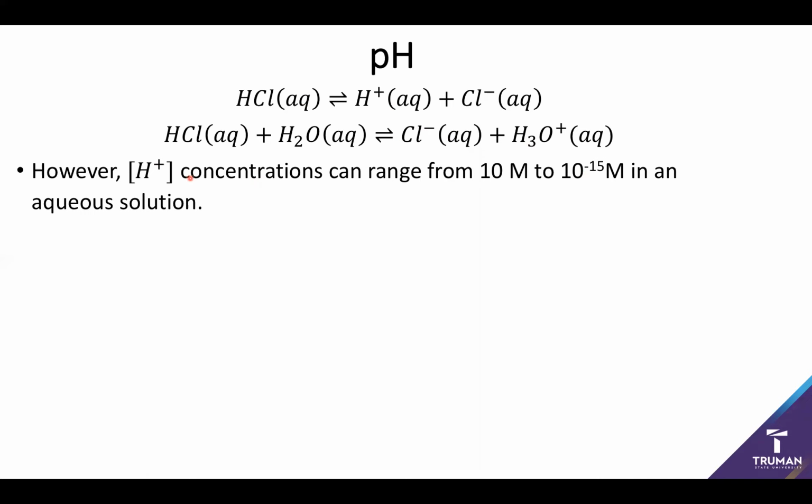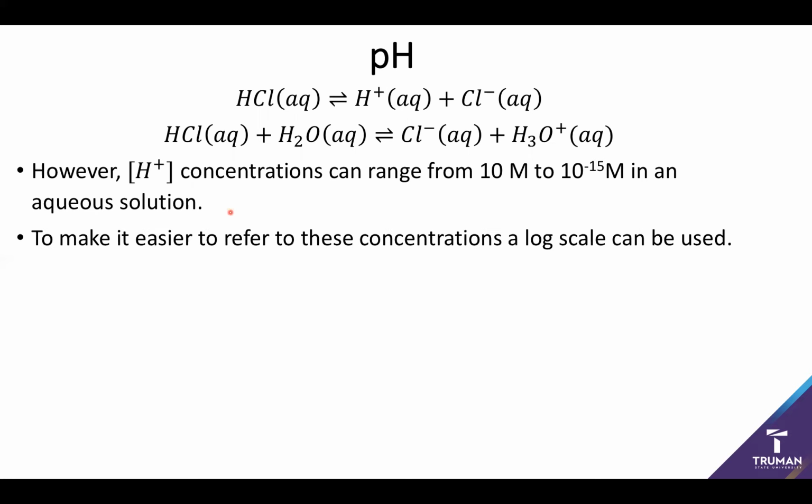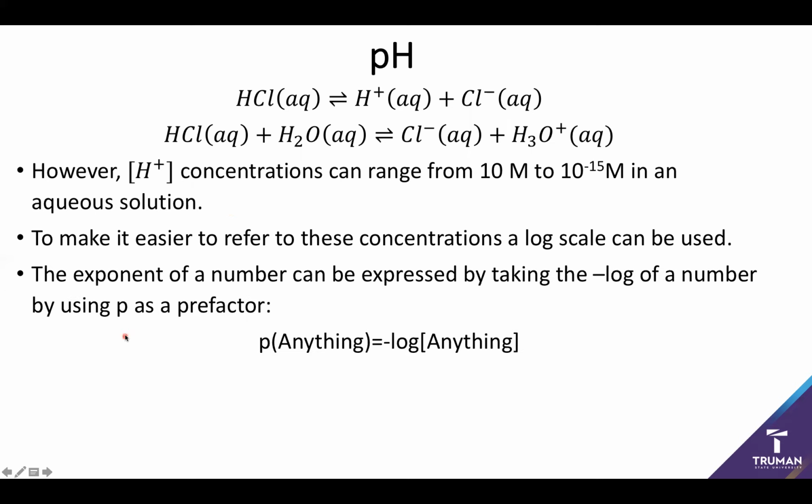And so as a result, whenever you have numbers that go over such a big range, it's very common to use a log scale. One of the more common notations, especially if it's a log going to smaller and smaller values, is to use what's called a p notation. So p is going to be a prefactor. If you put p in front of some sort of number, it just means I'm taking the negative log of that number. So p of anything is going to be the negative log of that thing.